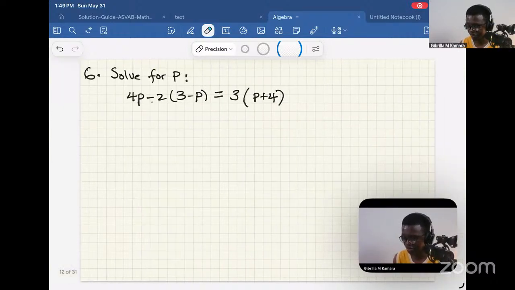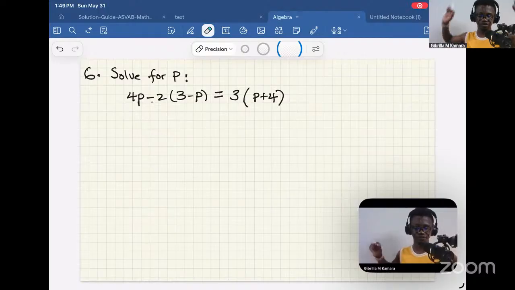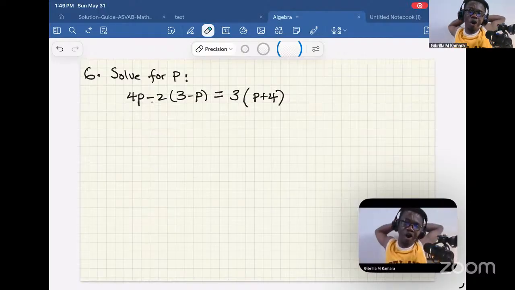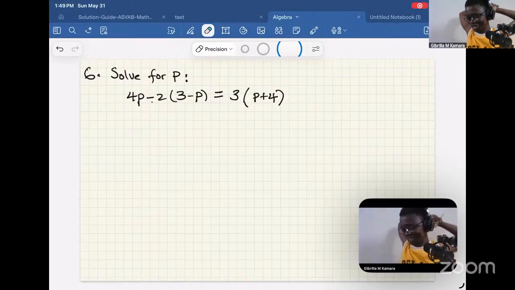Okay, so the next question says solve for P. So let's solve for P. This is just a linear equation, and it should be very, very easy to solve. Right? Okay, so now the solution.